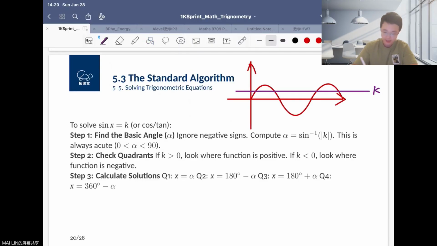Because we have several intercepts, we also want to find the domain of x, because the domain restricts which x we can choose. If we can only choose from 0 to 360 degrees, maybe the domain only contains the blue region, so you can only choose the two intercepts. But if the domain changes to 0 to 540 degrees, you can choose two other intercepts as well.